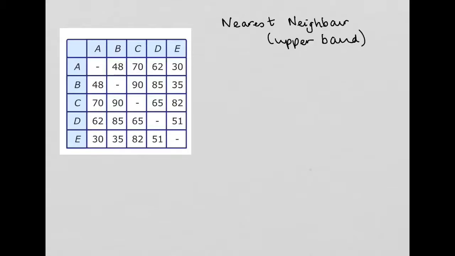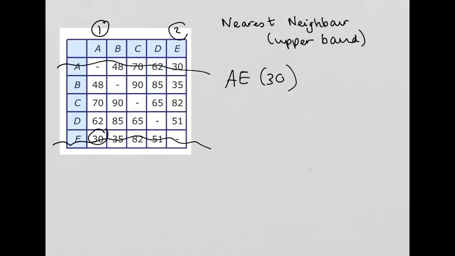So nearest neighbour as an upper bound, you need a starting point. So my starting point here is A. I'm going to look down A and it tells me to go to E. So I delete E and I'm going to number that one 2.